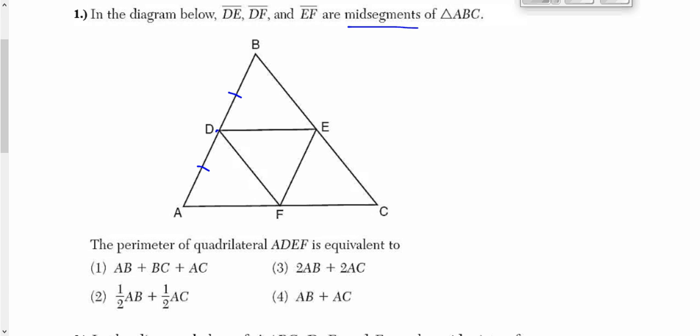So these are congruent, right? And we know that these are. So we're dealing with quadrilateral ADEF. And they want the equivalent of its perimeter. Let's think about this. This is a mid-segment here, right? So it's equal to half of this whole thing. In other words, it's half of AC and half of AD.